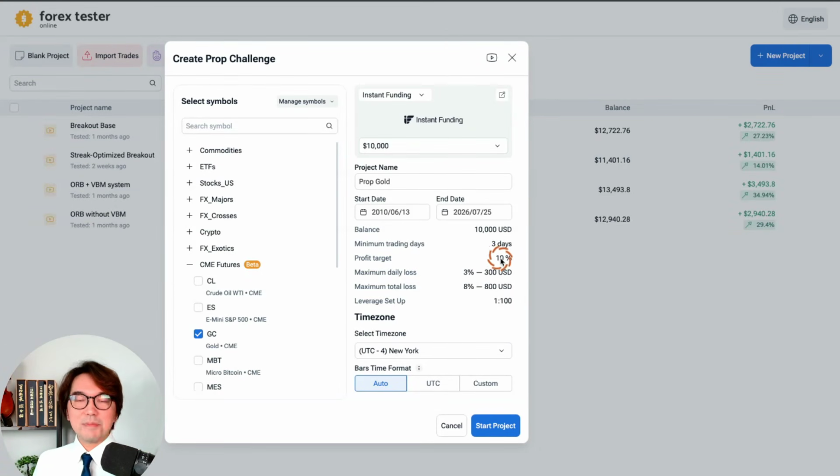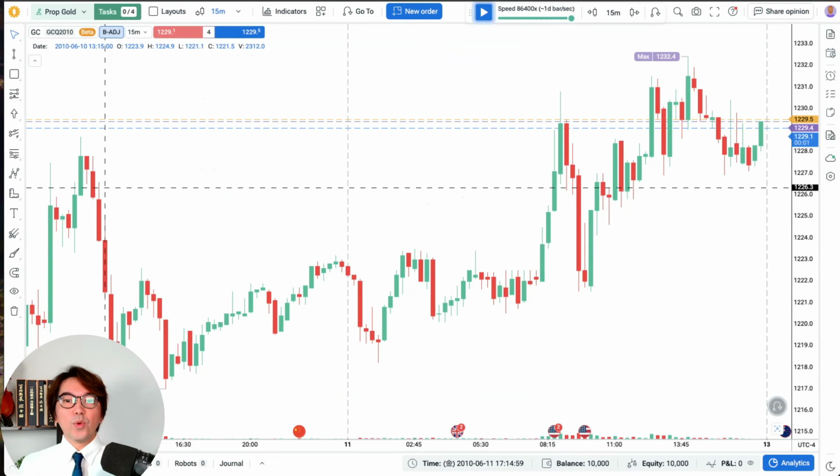Profit target is 10%. And maximum daily loss is 3%, which is $300. And maximum total loss is 8%, which is $800. And leverage setup is 1 to 100. Okay, now once you align the time zone to New York time like this, then click Start Project. So like this, with the exact same rules as the harsh real exam, you're about to practice and try an absolutely realistic environment. When the project launches, the gold chart is displayed.